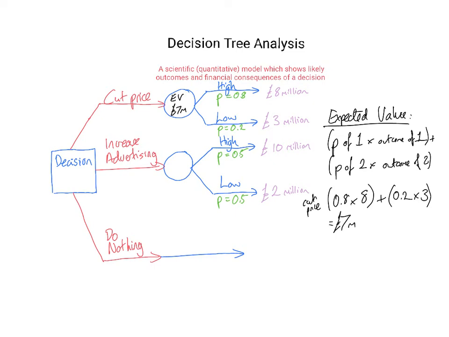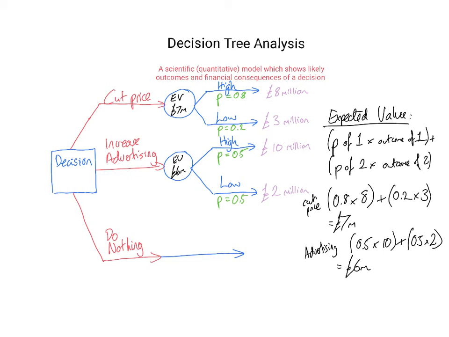When I do the same thing for my advertising, I get 0.5 multiplied by 10 plus 0.5 multiplied by 2. And when I've done those calculations, I find that the expected value of the advertising is 6 million. So that's what I'm doing here. I'm calculating the expected value of these decisions. In other words, I'm trying to take account of the size of the payoff at the end of it and the probability of me getting those particular payoffs.